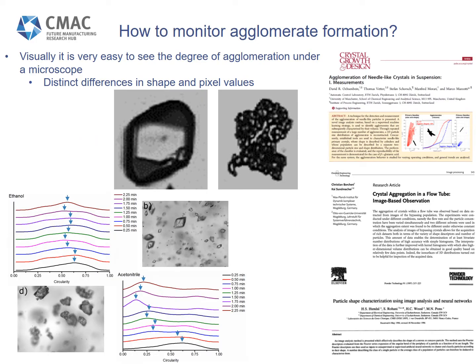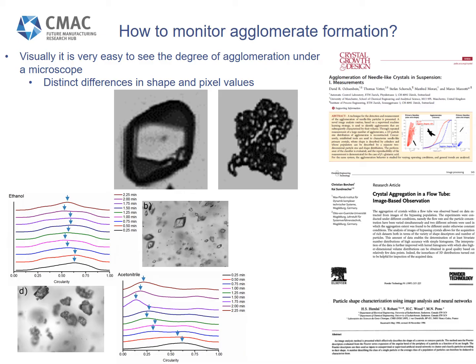Before we get too far into investigating these process parameters, we need a method for monitoring agglomeration. Now ideally this method must be in situ, as filtering and drying samples could induce agglomeration. Visually it's very easy for a person to distinguish between a single crystal and an agglomerate as they have distinctly different shapes. However, classifying thousands of particles manually would be very time consuming and wasteful.